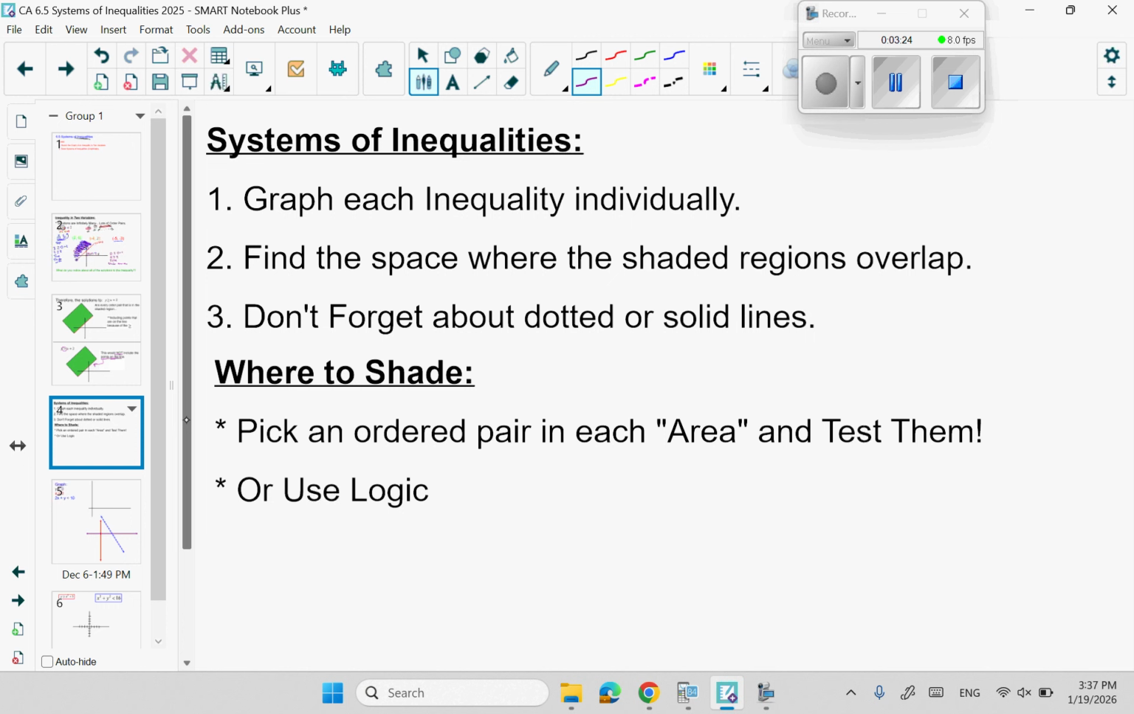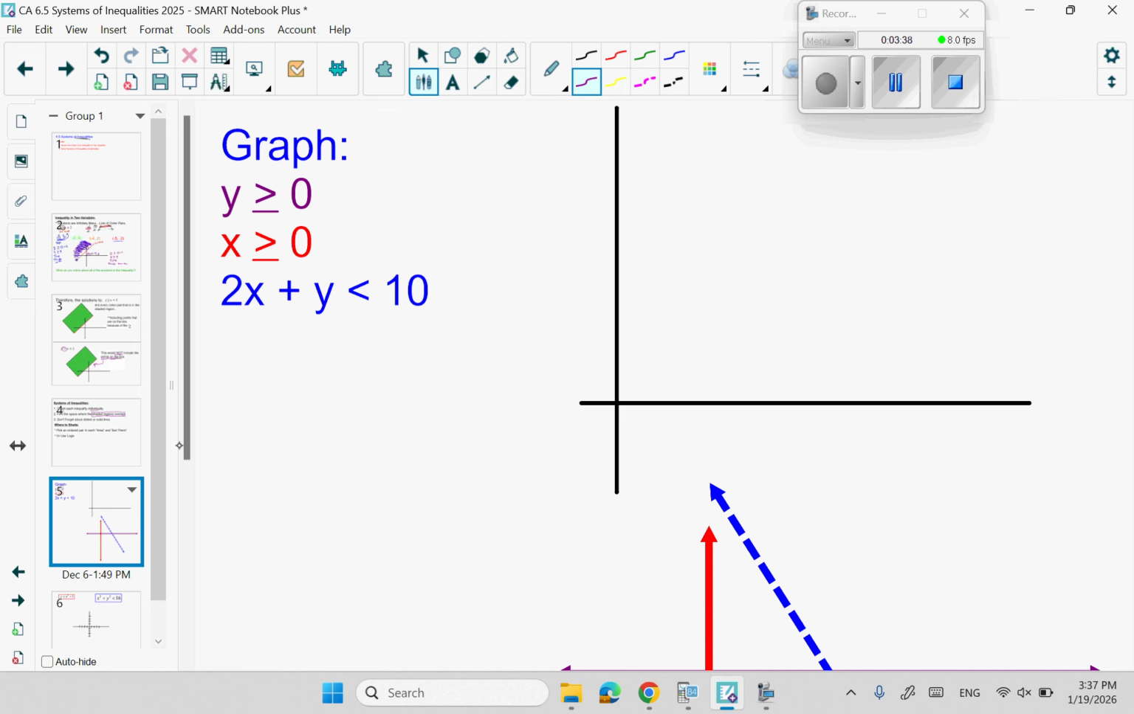So graph each inequality. Now, if we have multiple, we graph each individually, and we really look for the overlap. So, first, let's say a couple equations. We have y is greater than or equal to 0. So I would just graph y equals 0, which would be a horizontal line. And it says equal to, so it's going to be solid. We have x greater than or equal to 0, so I'd graph x equals 0. Again, equal to, so it's going to be solid, and that'd be a vertical line.